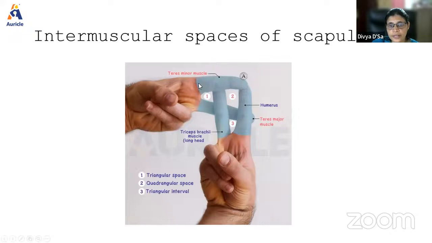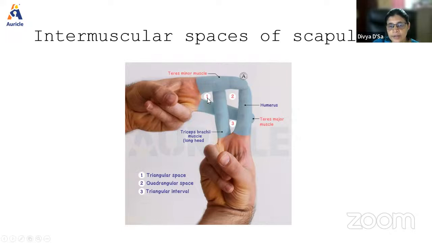If you take the left hand, this is the right hand. The horizontally running fingers will be the teres minor muscle and teres major muscle. Here it will be the shaft of the humerus, and this is the triceps brachii muscle, the long head of the triceps. To show the spaces, you have to show it on the right side. We show it this way.